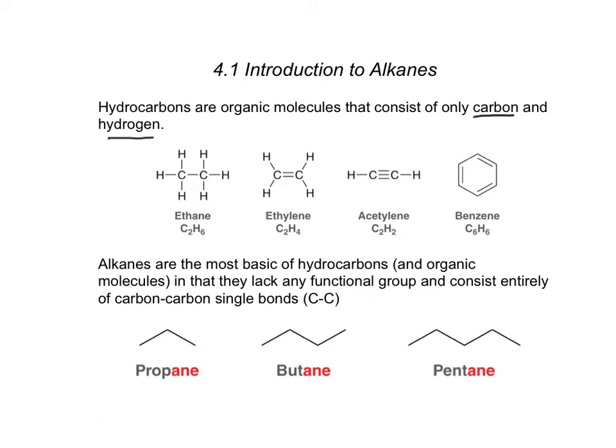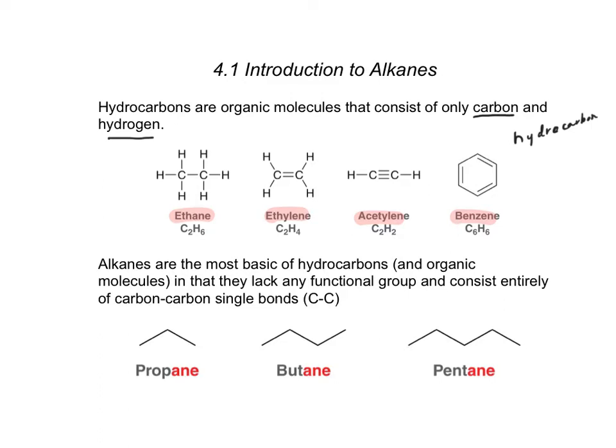Here below I have listed a bunch of different types of hydrocarbons. A nice example of one is ethane. We've got acetylene, and benzene. All of these compounds contain only carbon and hydrogen bonds, and they constitute this class of molecules called hydrocarbons. We have lots of different types of compounds that are considered hydrocarbons, but in this chapter we're going to focus on alkanes.